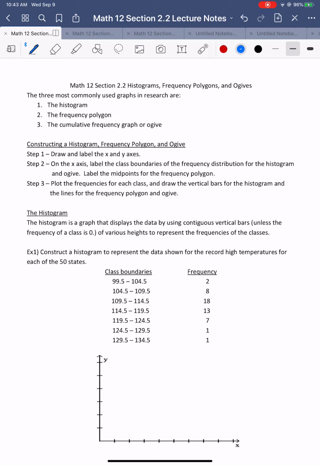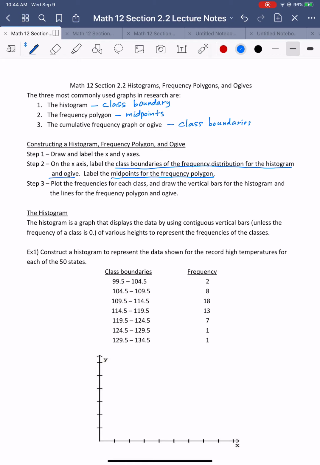And step 2, on the x-axis, label the class boundaries of the frequency distribution for the histogram and ogive. And then we're going to use the midpoint for the frequency polygon, okay? So we are using the class boundary for the histogram and ogive. And for the frequency polygon, we are using the midpoint of the class.